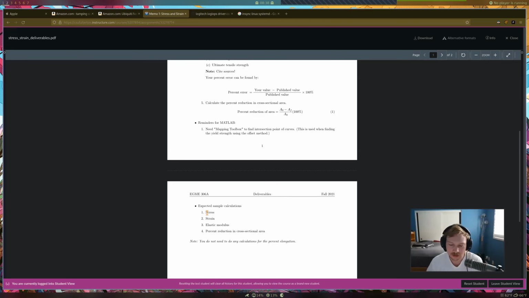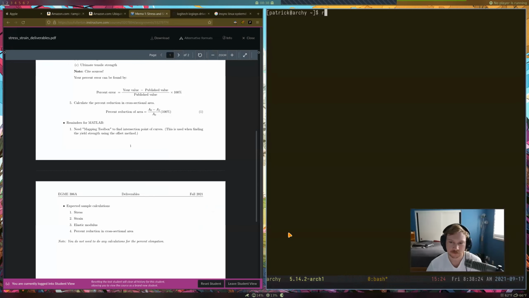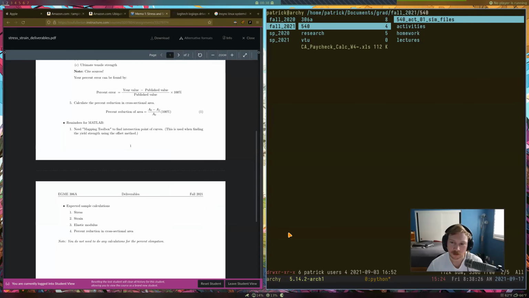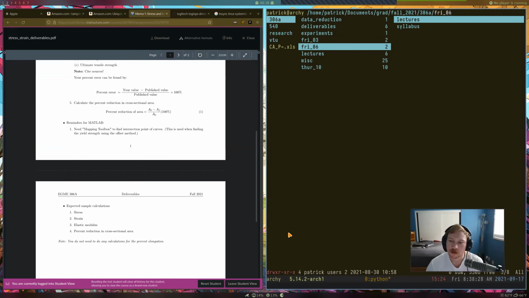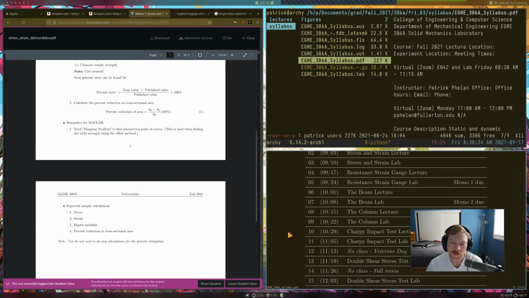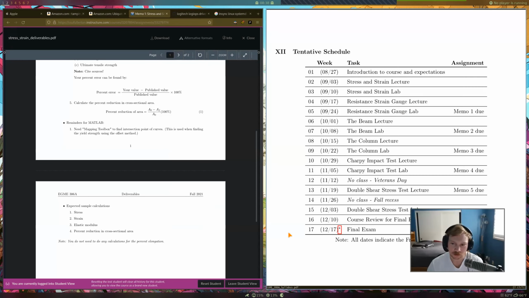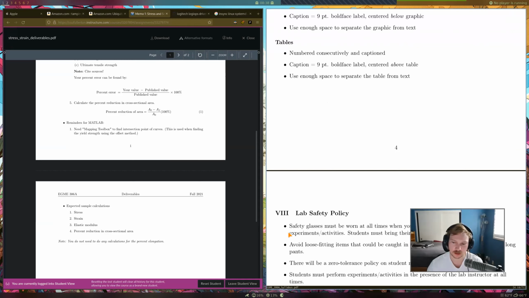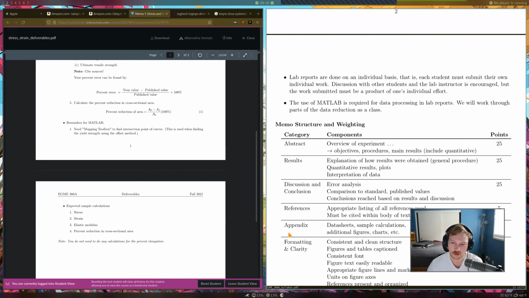And your expected sample calculations at the end here. So that's in your appendix section, so you can check out the syllabus. Why not pull it up? Okay. Here we go. So that's in the syllabus, and make sure you guys double check the syllabus so you make sure that you're covering everything in your memo.